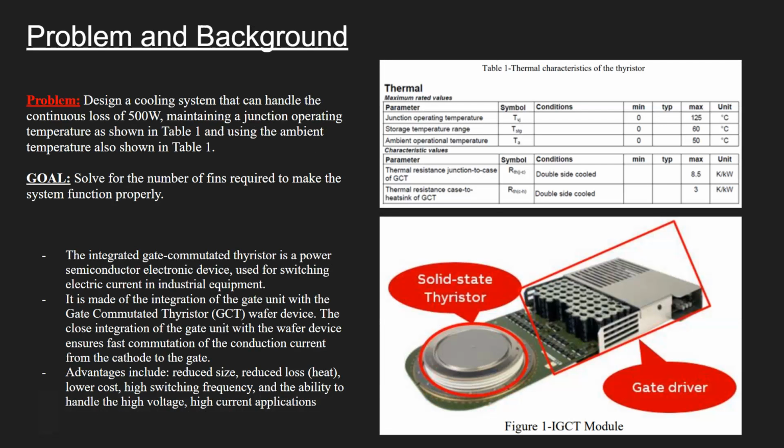In order to make a successful design, we first had to understand what a thyristor is. For this application, a thyristor is a power semiconductor electronic device that is used as a switch for electrical current in industrial equipment. It is made with the integration of a gate unit with the gate commutated thyristor, or GCT, wafer device, allowing for fast commutation between the current from the cathode and the gate. The benefits of using a thyristor are its small size, low heat loss, low production cost, its high switching frequency, and its ability to handle high voltage applications.